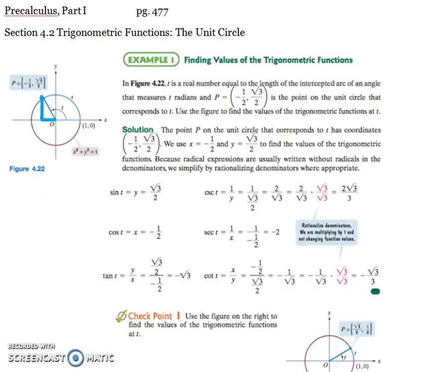Okay, so in order to find the sine, remember this angle is always theta. So if we're looking for the sine of that angle, sine, remember, is opposite over hypotenuse. Well, we're on the unit circle, so the hypotenuse is 1. So it's going to be this value over 1, which is your square root of 3 over 2.